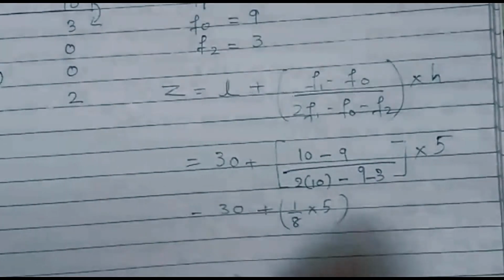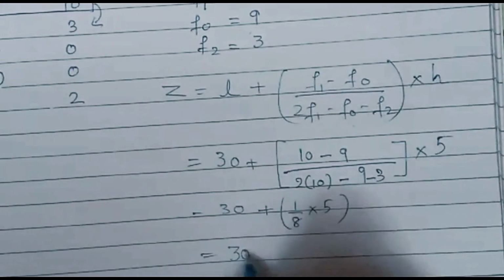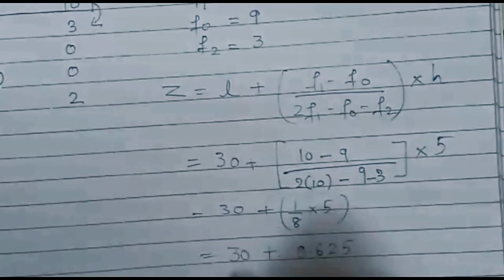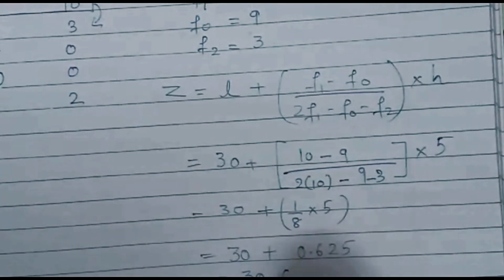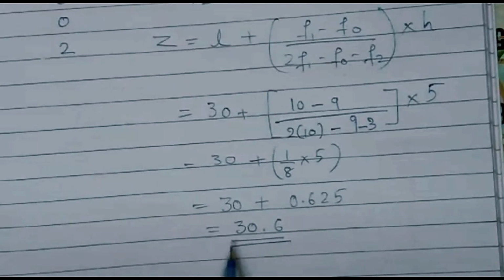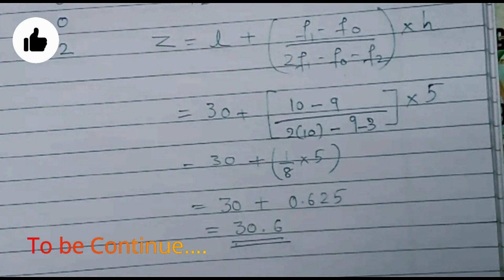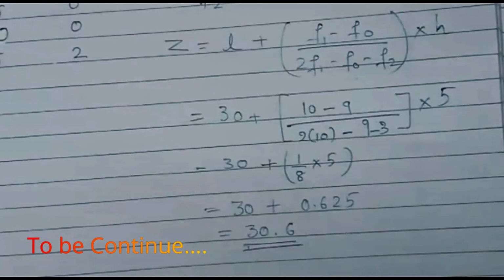Right? So we will solve this part first according to the BODMAS rule, 0.625, and we are getting the approximate value of mode as 30.6. So as I told you, mode will be between 30 to 35, which was the modal class. So this is one of the examples to find out the mode.